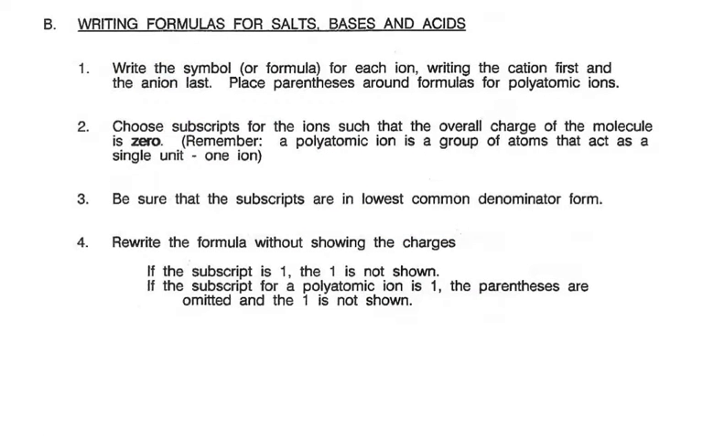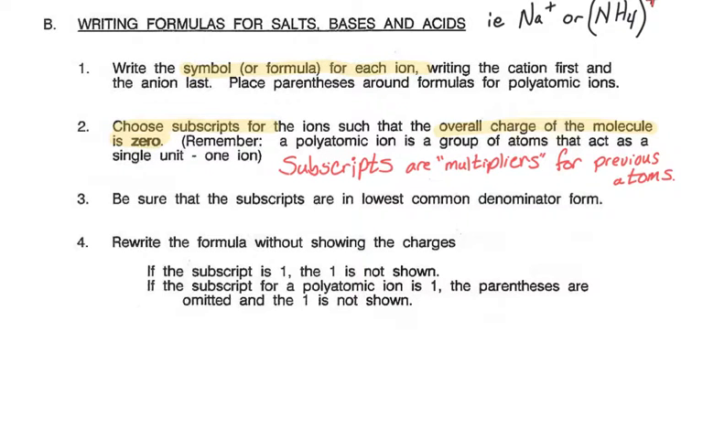So let's review writing formulas. Once you've written the symbol or formula for each of the ions, including the charge and putting parentheses around polyatomic ions, then you're going to choose the subscripts for those ions. How you're going to choose the subscript is you're going to make sure that the overall charge of the molecule is 0. Remember that we're going to be placing subscripts on there, and those subscripts are multipliers. They are multiplying the charge and everything that's inside of the parentheses if it's a group. And in the end, we need the charges to cancel out.